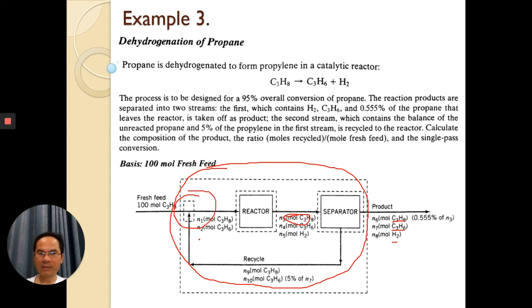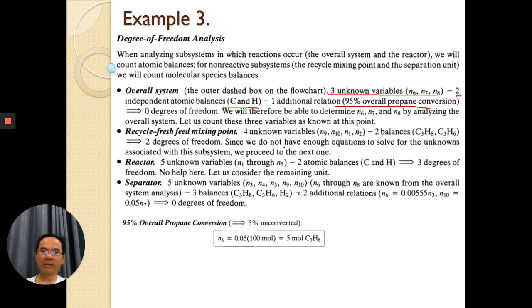For this case, we have N1, N2, N9, N7. We have 4 unknowns. If you balance based on the chemical species, we have only propane and propylene, so we have 2 balance equations. We get 4 minus 2 is 2 degrees of freedom. We cannot solve for N9, N10, N1, N2 from the recycle phase feed mixing. Okay, you cannot do this.